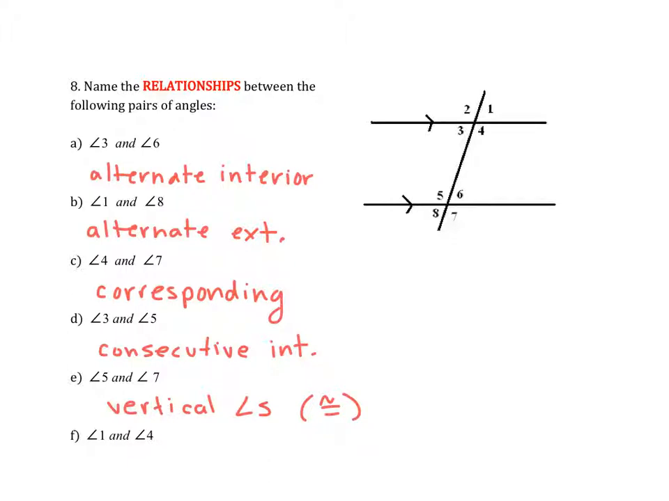And last, let's look at angles 1 and 4. If you look at 1 and 4, you'll notice that they actually form a straight line. So we can call those a linear pair. And we know that linear pairs are supplementary because all straight lines should add up to 180 degrees.